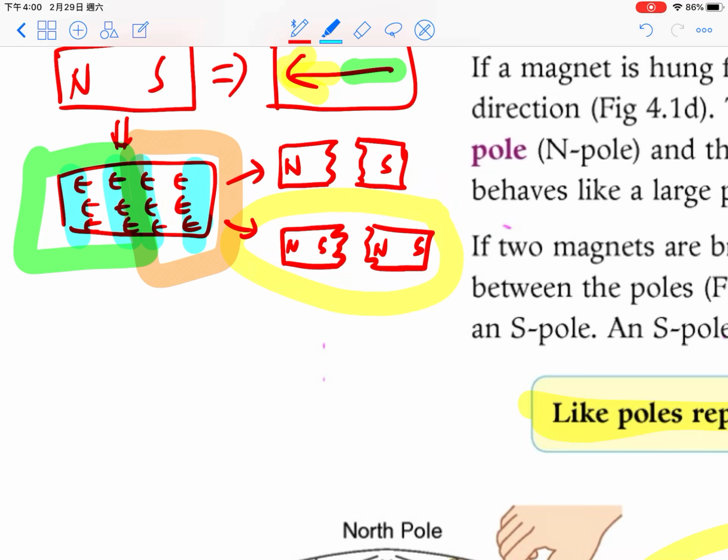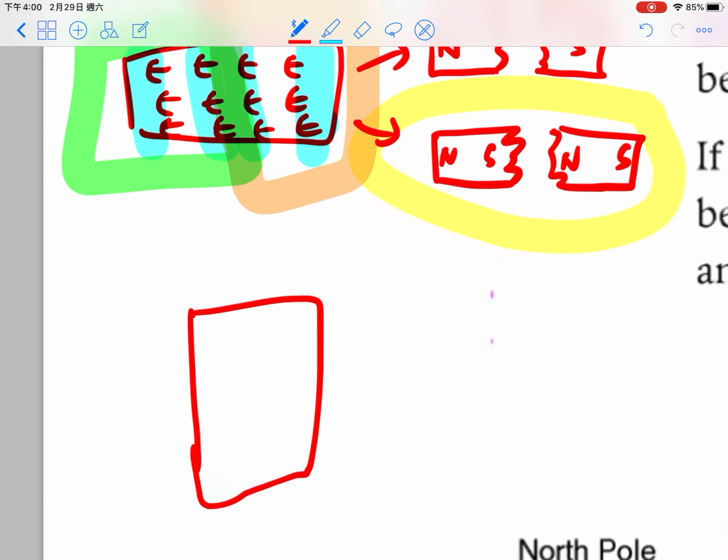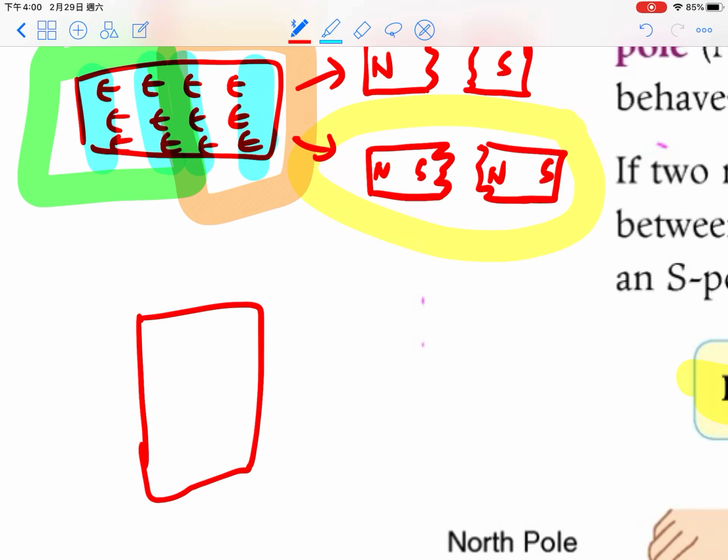So if an object is not a magnet, suppose it cannot produce magnetic force. So what do you think about the structure inside? Now we have the same story. It consists of many small tiny magnets inside, but the arrangement of these tiny magnets is random. They do not have the same direction. So the net magnetic force will be 0.